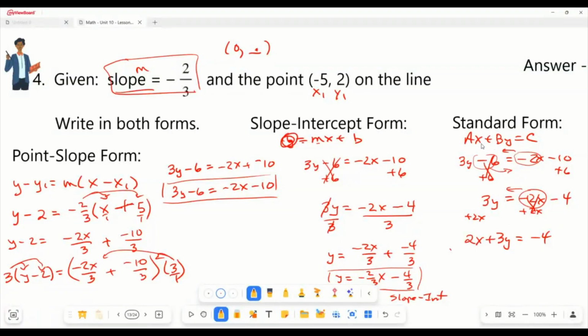X and y are on the same side. There are no fractions. We need to look, is our x term positive? Yes, we are done. There is standard form. Ax plus by equals c. X and y on the same side, constant on the other side. Ax plus by equals c.